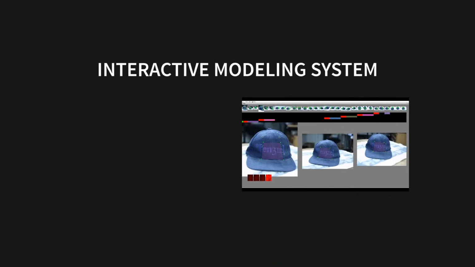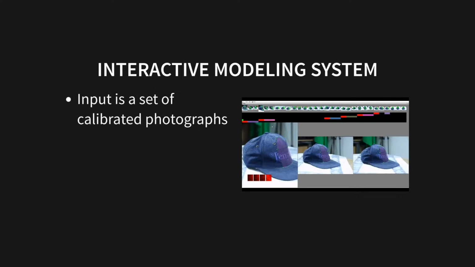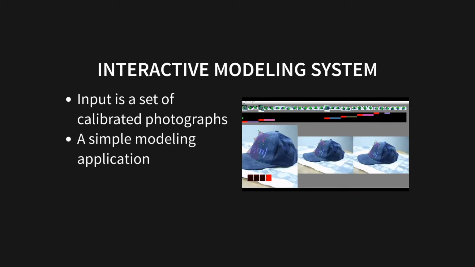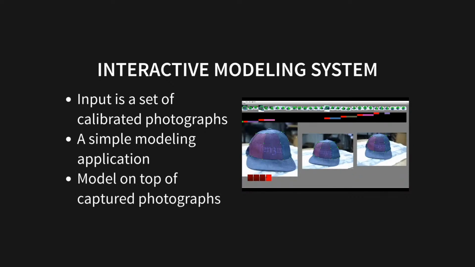I will now briefly describe how our prototype application works. The input to the application is a set of calibrated photographs, i.e. a set of images for which intrinsic and extrinsic camera parameters for the corresponding cameras are known. We have implemented a simple prototype that supports the basic features of a modeling application: point and click, quad modeling, moving and dragging vertices and quads, undo, redo, and visualization. The modeling is performed on top of the captured photographs.